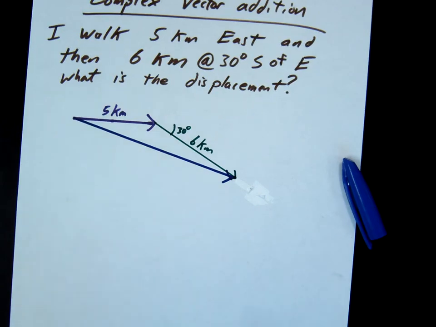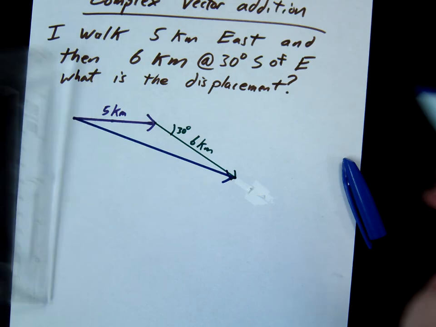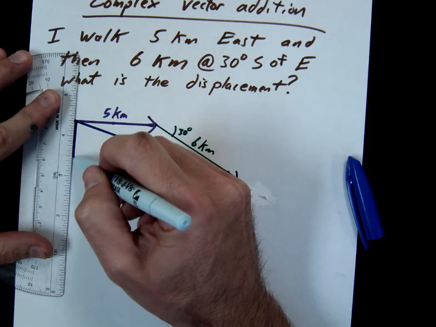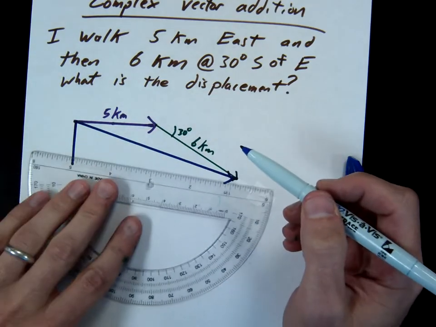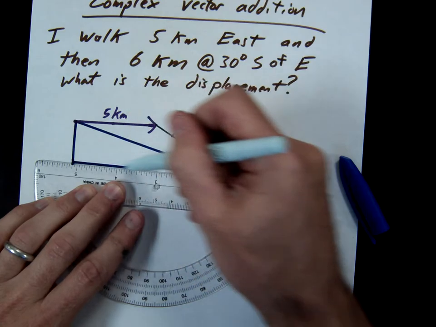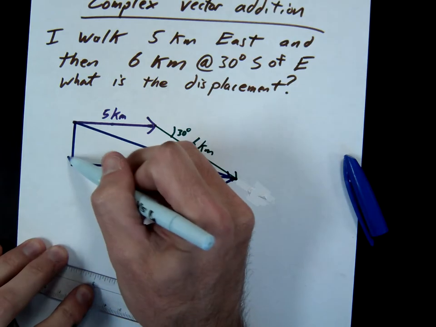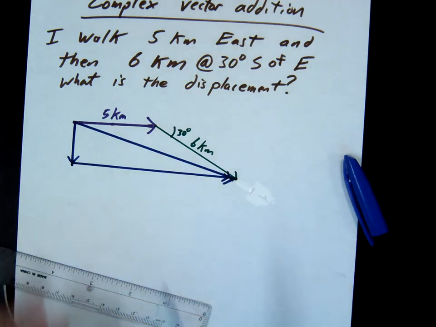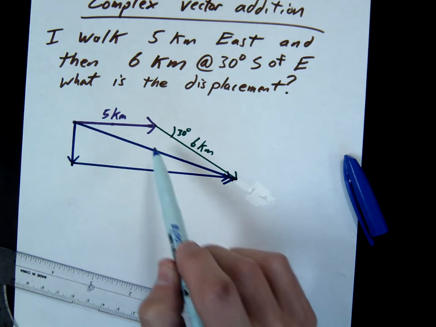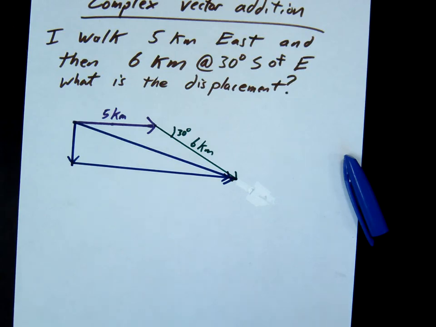So here's what you're going to try to do. You're going to construct a triangle. You're going to try to create a right triangle. So if I can find this piece and this piece of my blue vector here, if I can find these two pieces, then I can use the Pythagorean theorem to find this resultant. So I want to somehow get these two pieces, and then I can find this. Okay? So here are the steps you're going to take, and I'll write out the steps for people that like steps, and then we'll go ahead and do it.